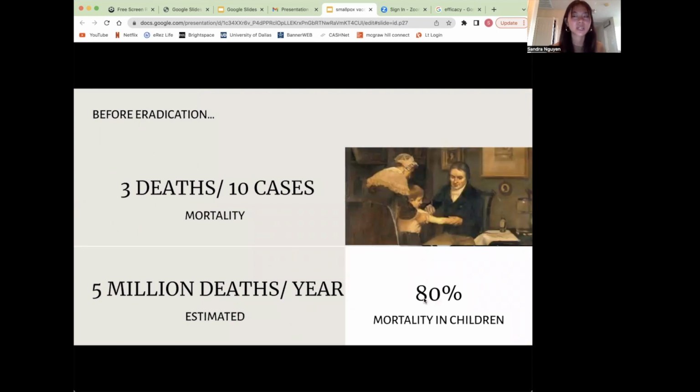So this disease was one of the deadliest before its eradication in 1980. Smallpox had a mortality rate of about 30%, but 80% in children. And according to the CDC, there's been an estimated 500 million cases just during the 20th century, and about 5 million deaths per year just in the 20th century. So just imagine 3,000 years under its belt. Crazy.